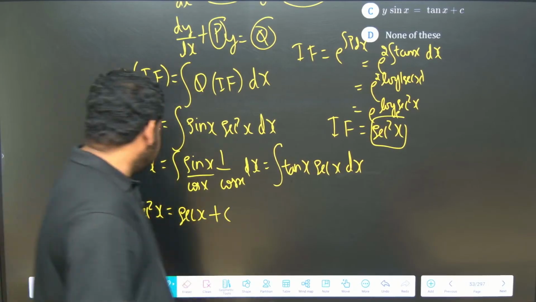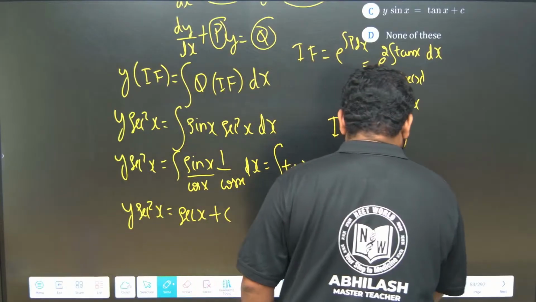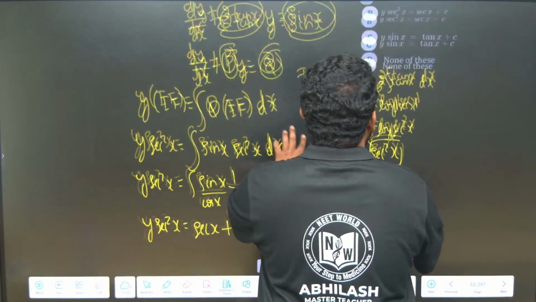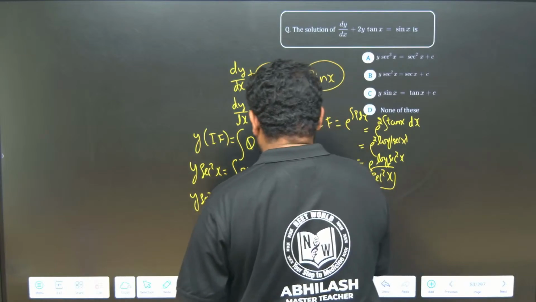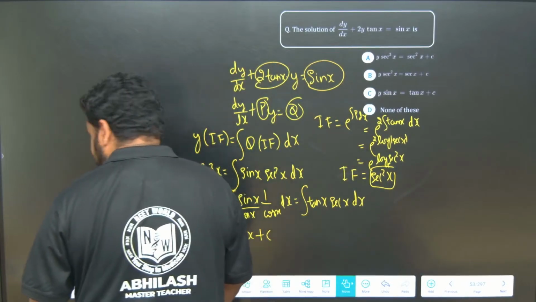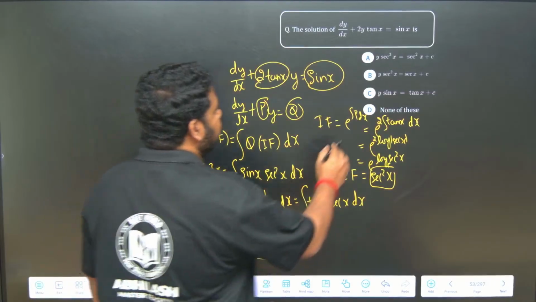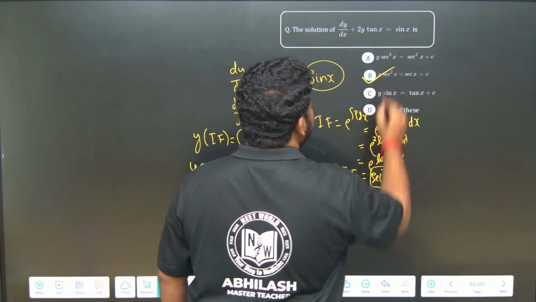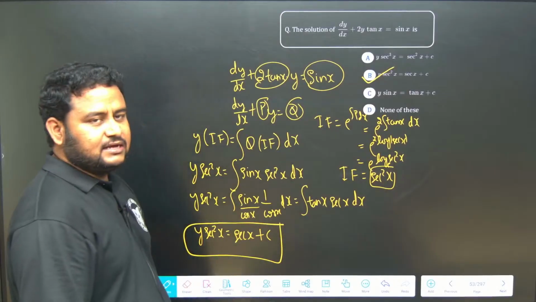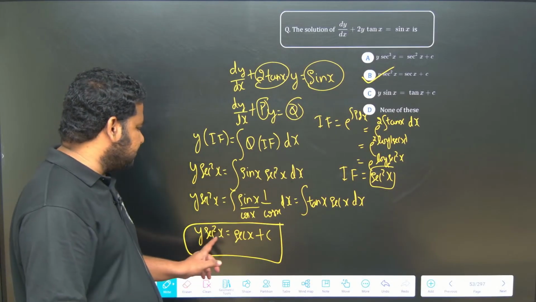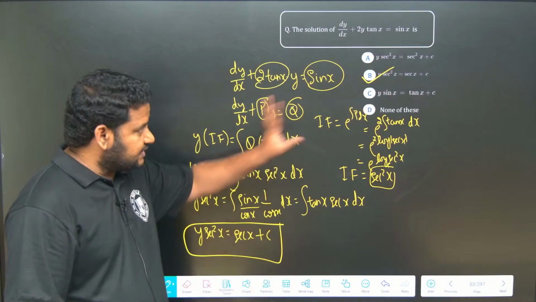This is what I have. Y into secant square x is equal to secant x plus c. That is the solution that I have. So option B is the right answer: y times secant square x is equal to secant x plus c. That is the right answer to this question.